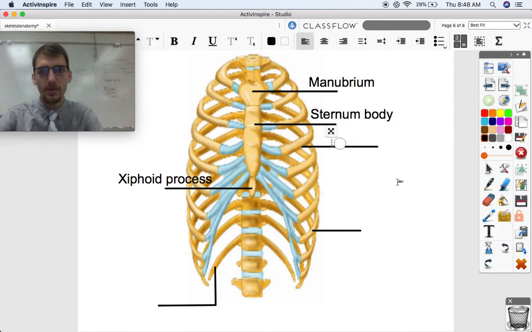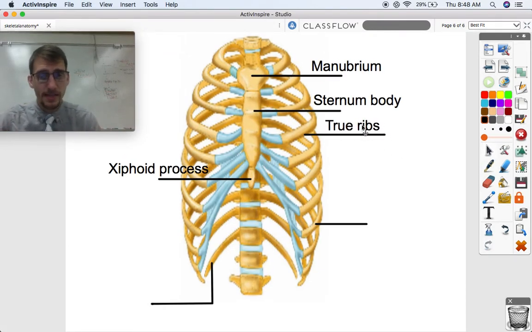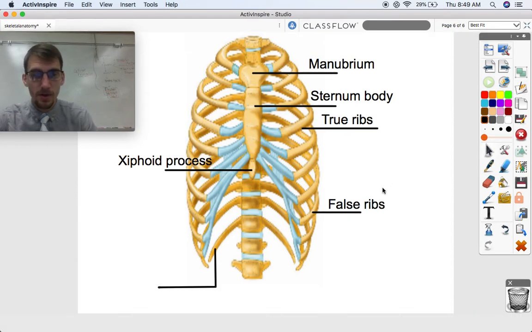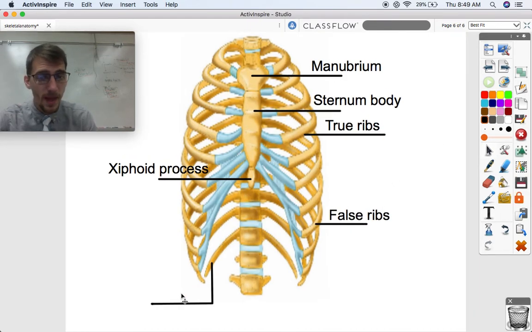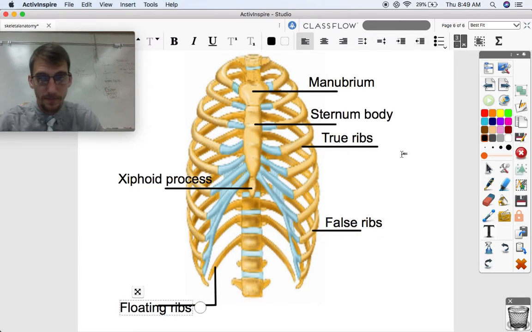All right, but anyway, these top ones are called true ribs because they have the most attachment to the sternum. Down here, we have more cartilage that's required to get to the inferior portion of the sternum. So these are called false ribs. True ribs, false ribs, and then we have a few that aren't even attached to the sternum at all, and those are what we call floating ribs.